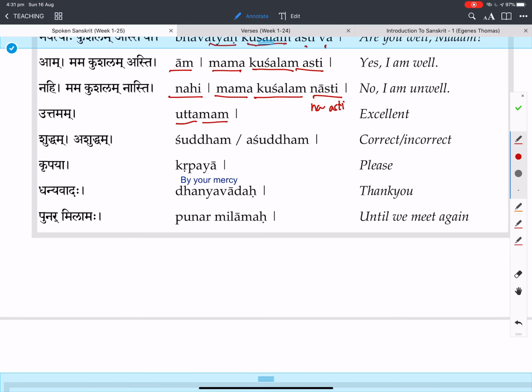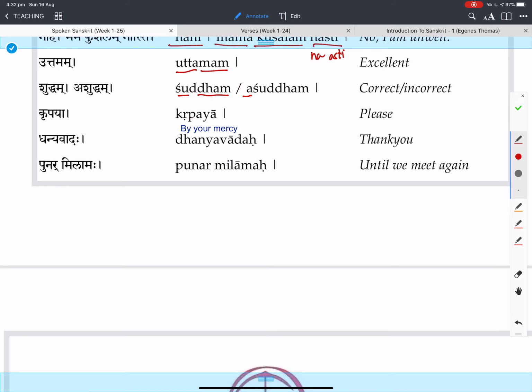Uttamam. Uttamam. Shuddham. Remember, blowing away. Aspiration. Shuddham. Blowing away means puff of air. Ashuddham. Kr. Kripaya.